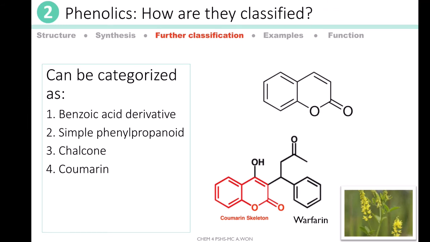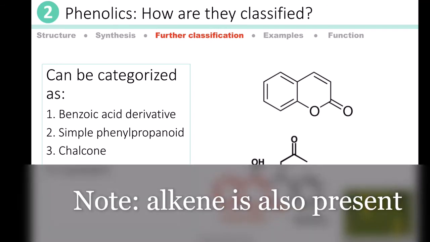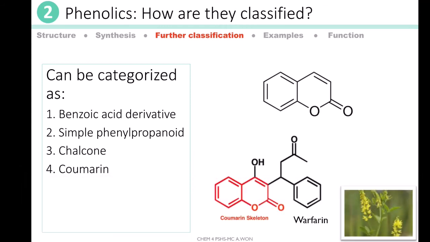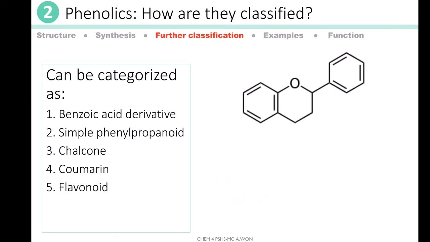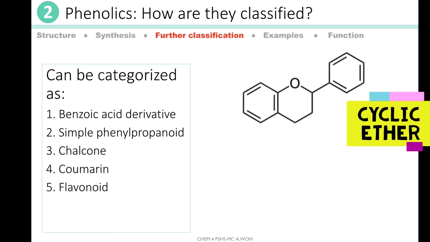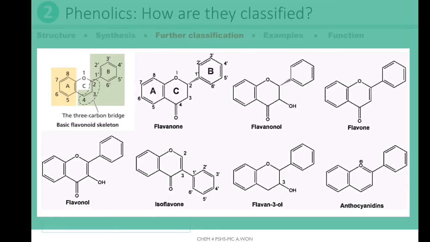Okay, next, coumarin. The base structure of coumarin is 1 aromatic ring and another ring that contains an ester. Okay, flavonoid. It has 2 aromatic rings and there is still a 3-carbon bridge, but you can see that there is a cyclic ether in the middle. There are a lot of types of flavonoids, so let's just go through these.